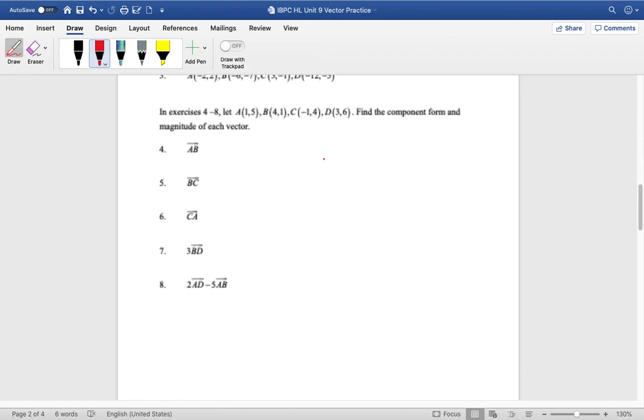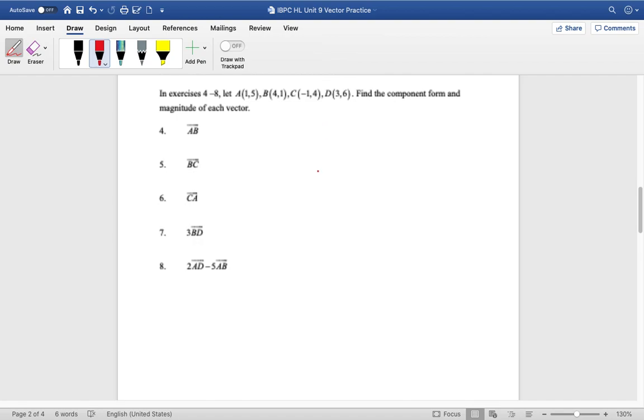So for this one, again, this is practice, so you decide what kind of practice you need. I did want to say, look at a problem like number 8. That's just good practice, making sure, firstly, you can find AD and then multiply it times 2. So I did 2 times (2, 1), and I subtracted that from 5 times (3, -4).